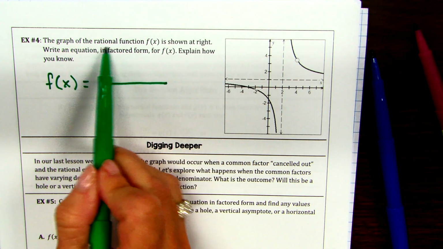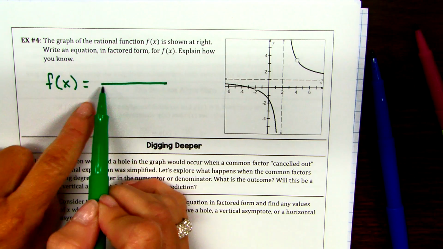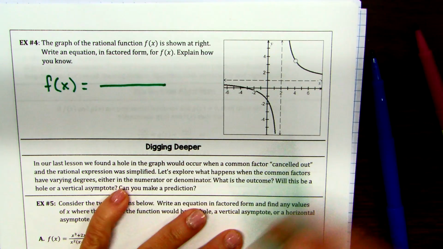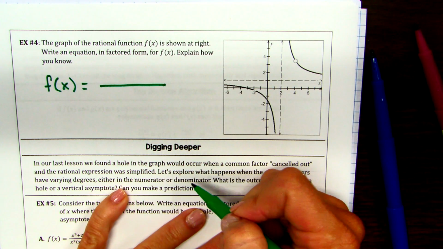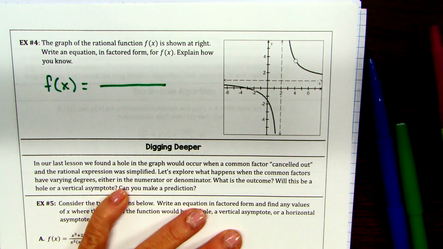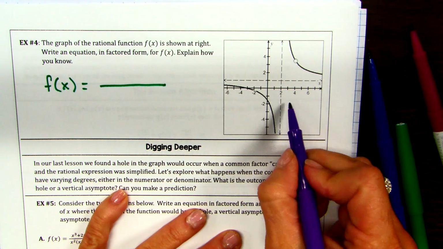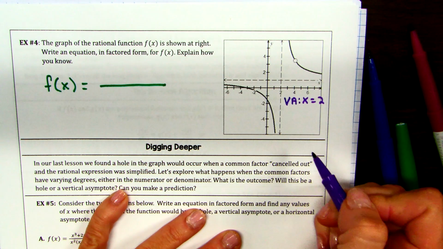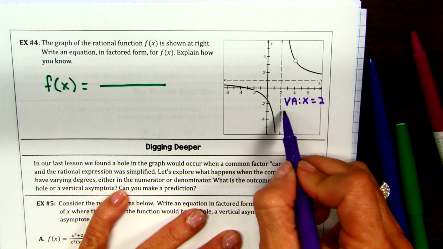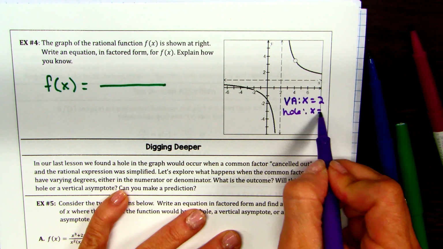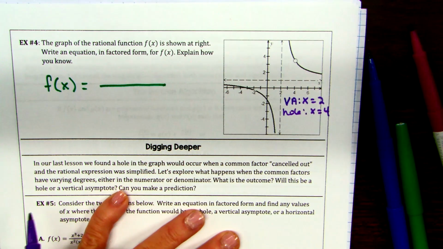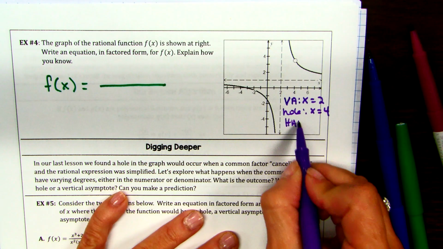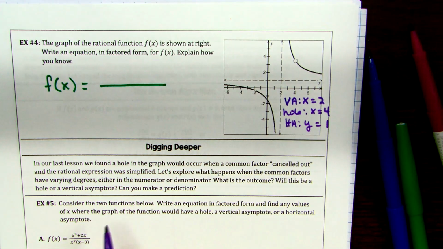So a rational function called f of x equals, there's my fraction. Let me pull some important stuff out of this graph. In no particular order, it doesn't matter. I'm just going to identify some stuff. Like I see a VA at x equals 2. I see a hole at x equals 4. And we don't care about the y value for this. I see an HA of y equals 1.